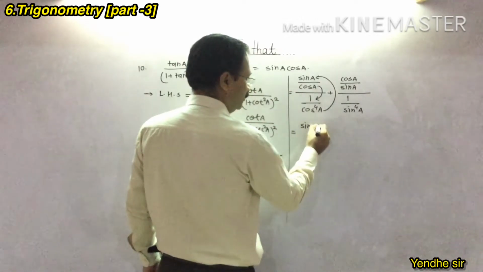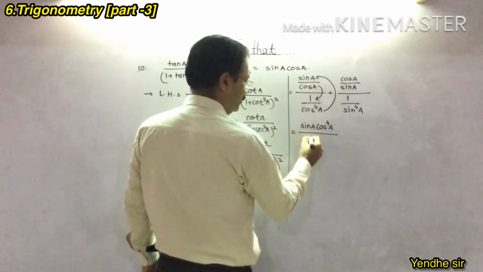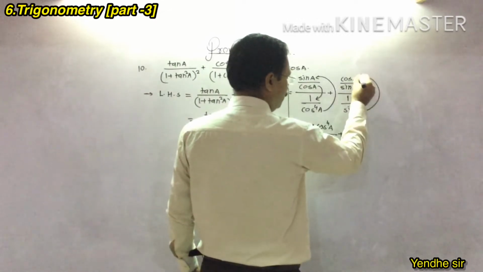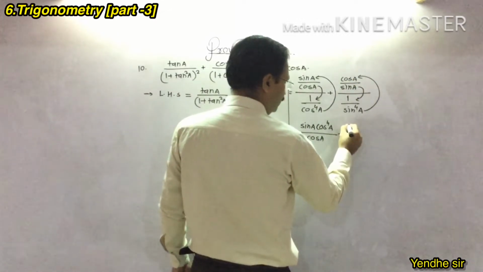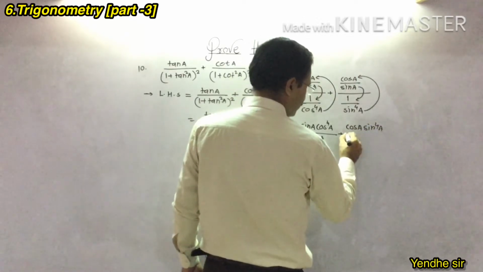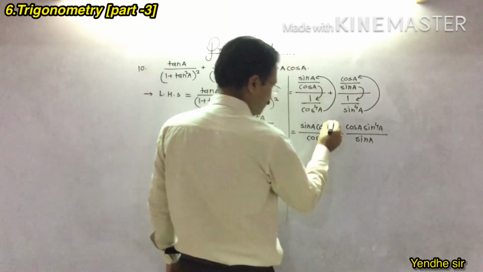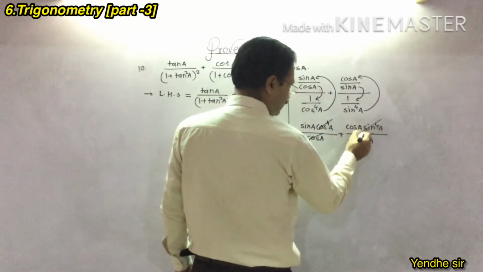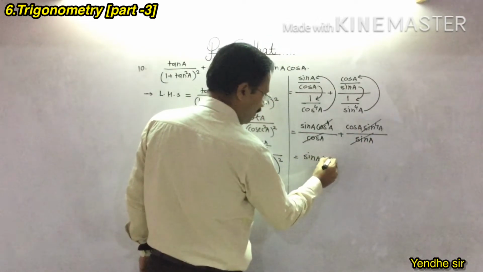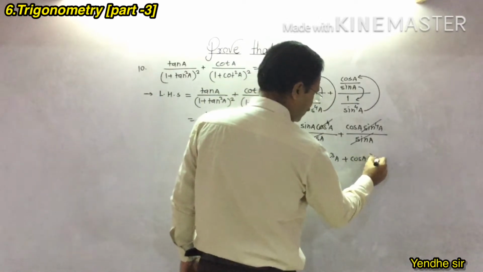Sin A into cos raised to 4A upon cos A into 1 will be cos A, plus this goes to the upper side and it comes to the middle. So cos A into sin raised to 4A upon sin A into 1 as sin A. So 1 cos will be cancelled and sin will be cancelled. So here we will get sin A cos cube A plus cos A sin cube A.